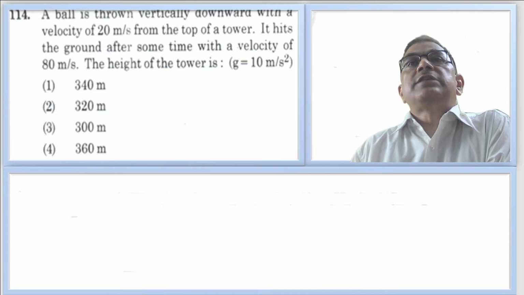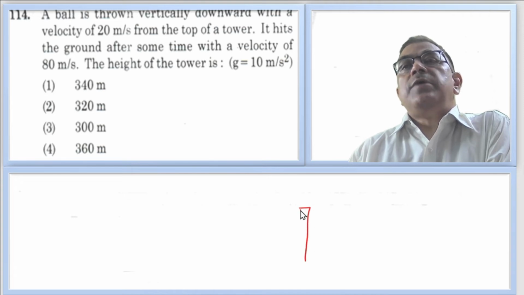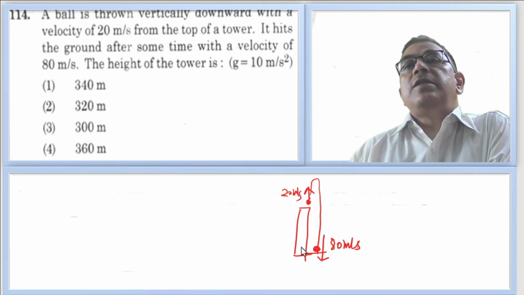Let's come to the next problem. So here is the building. Read this problem carefully. The ball is thrown up with how much velocity? 20 meter per second. It goes up, then reaches the bottom with how much velocity? This reaches at 80 meter per second. Is that right? In the downward direction.